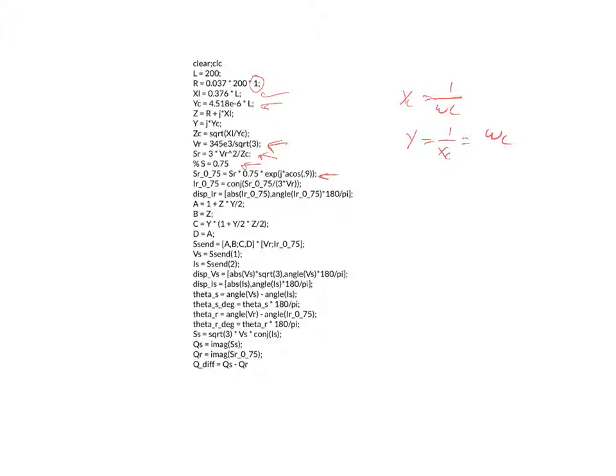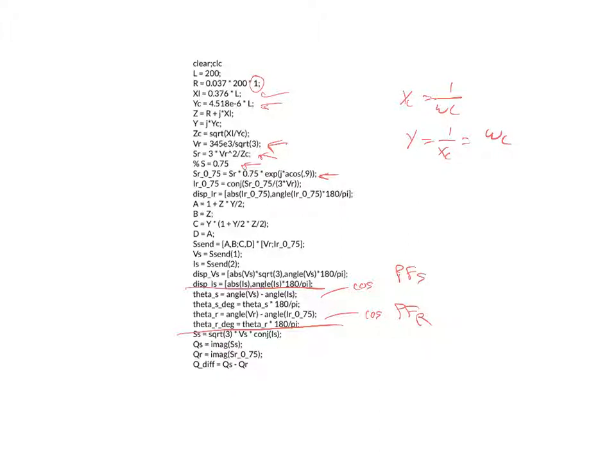Then I build my ABCD, and then I solve for my sending end values. Then I just pull out V and I out of the matrices and assign them. And then all I'm doing now is calculating the theta differences. So I'm looking at my theta S and my theta R, so I could do power factor calculations. If I take the cosine of this, that's going to give me the power factor at the sending end. If I take the cosine of this, that's going to give me the power factor at the receiving end. And then I can see which one is greater or lower, depending on the condition.